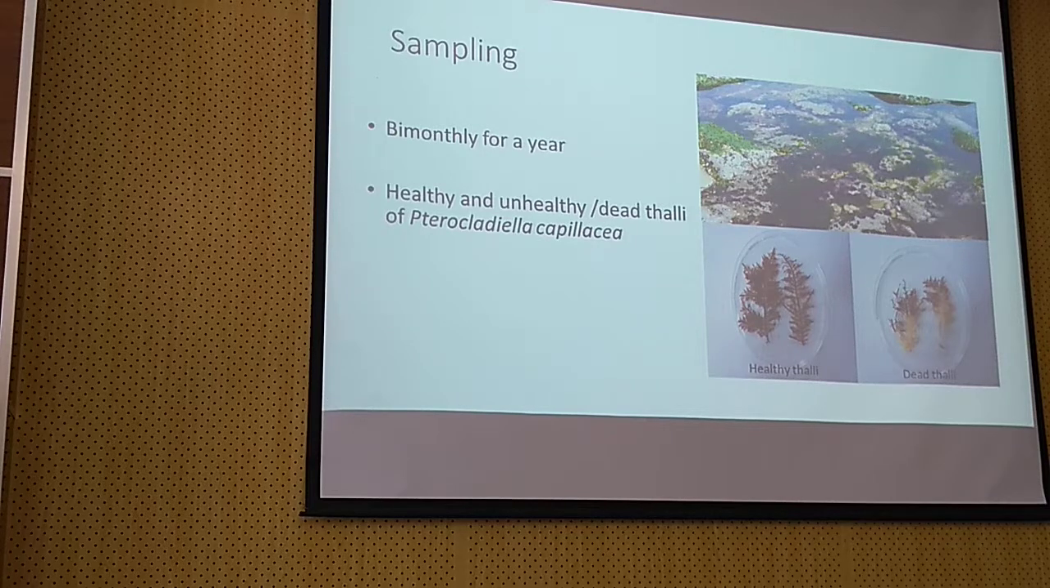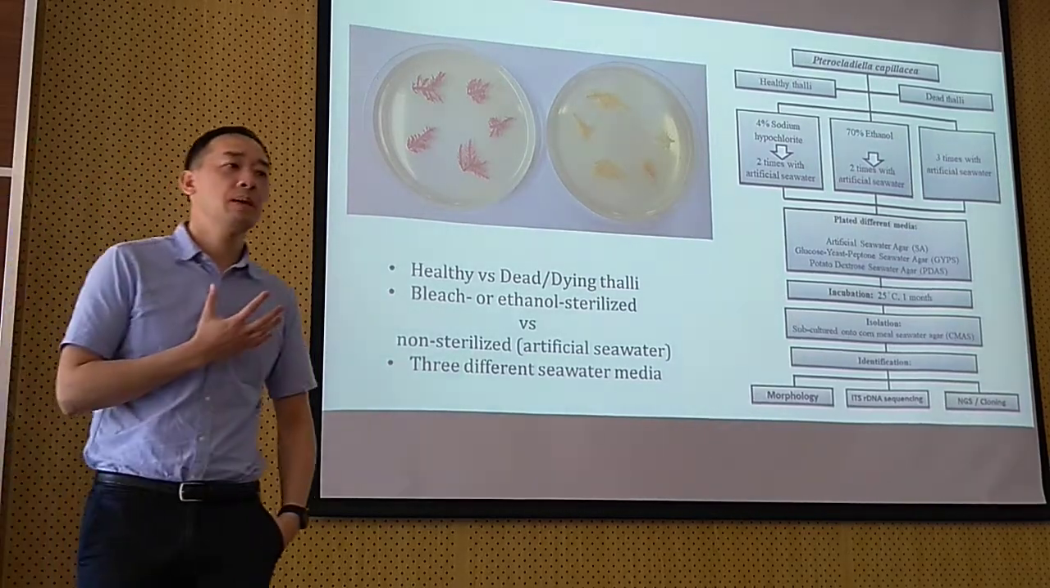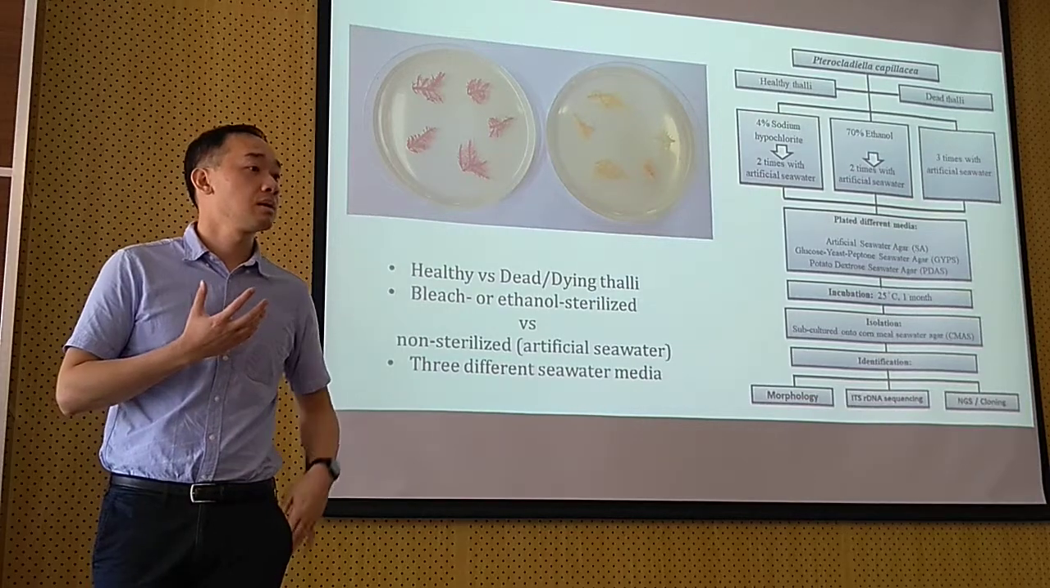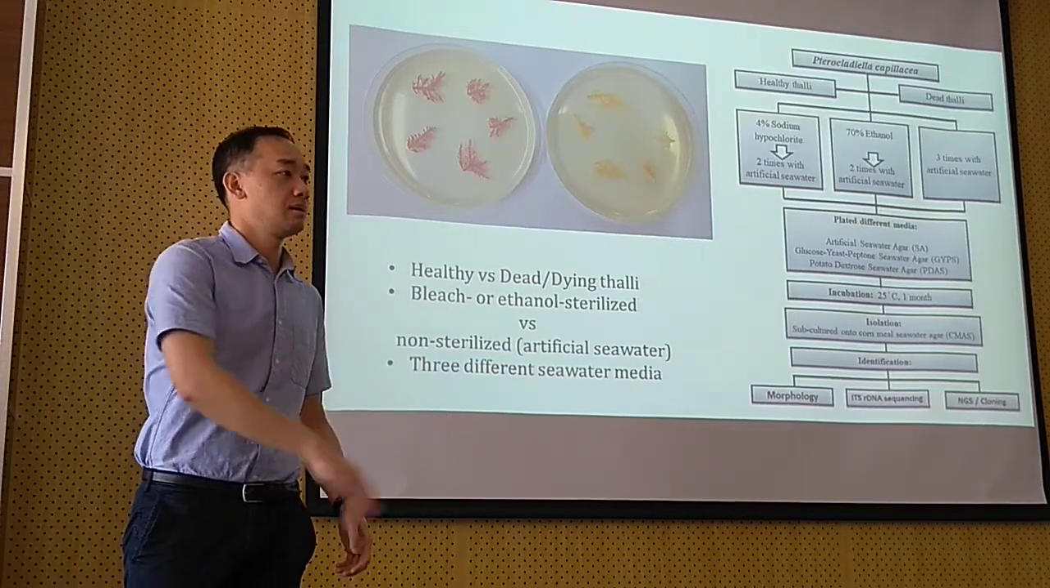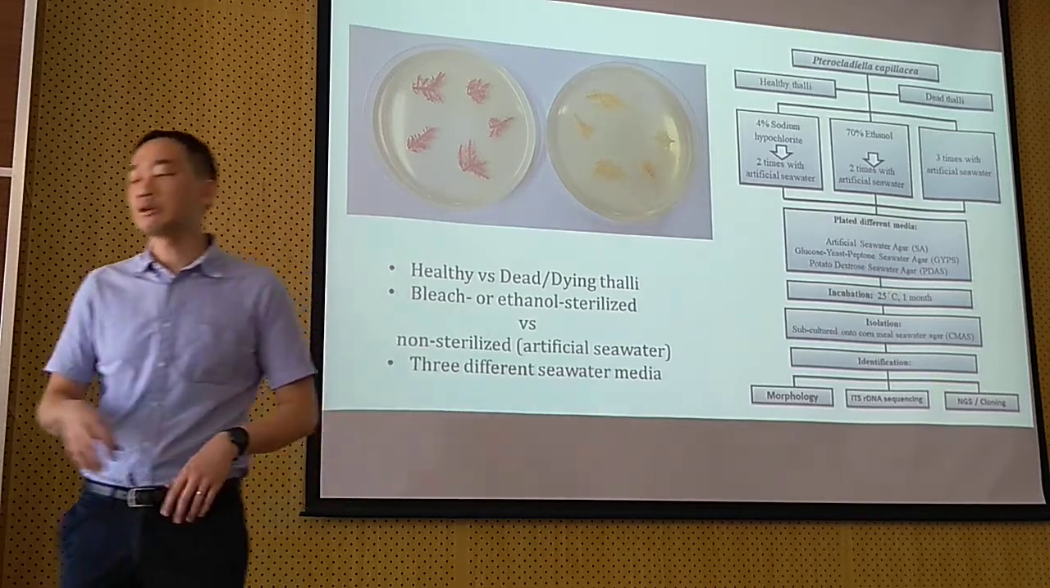We collected the healthy algae, which is red. There are some dead ones, which are completely bleached. After collection, we separate the healthy and dead algae, and we wash them with seawater, ethanol, and sodium hypochlorite. You might wonder why we use these. Do you know sodium hypochlorite? It's a bleach that you use to disinfect things, and also ethanol.